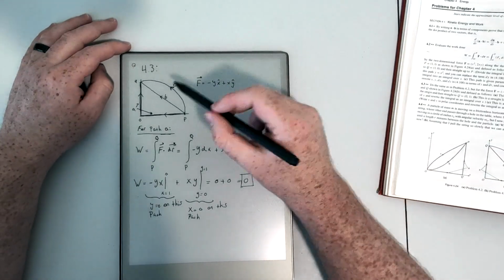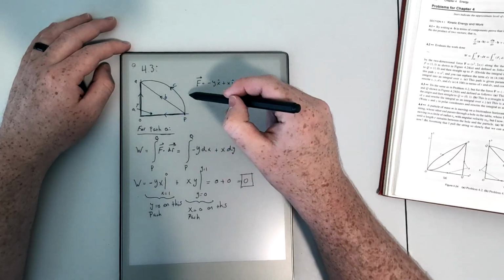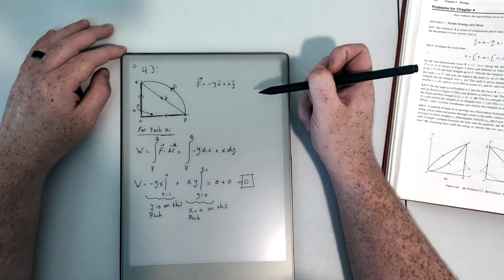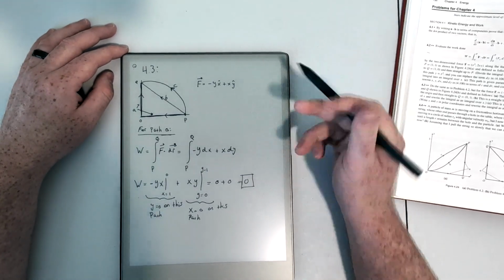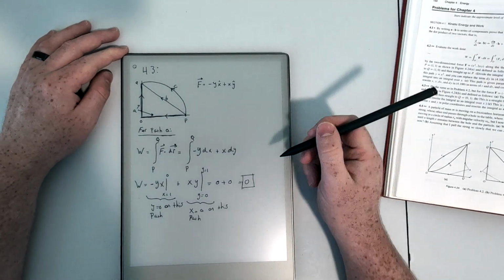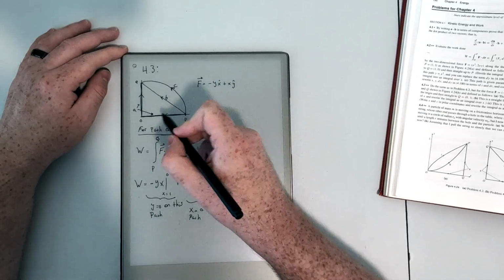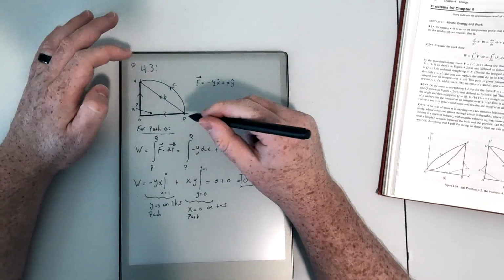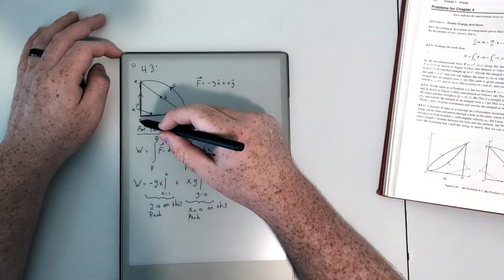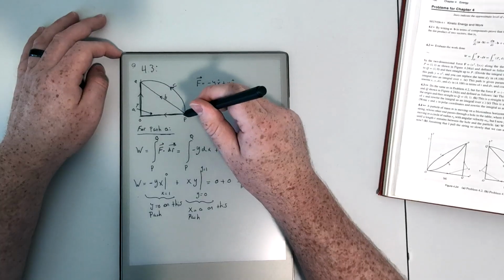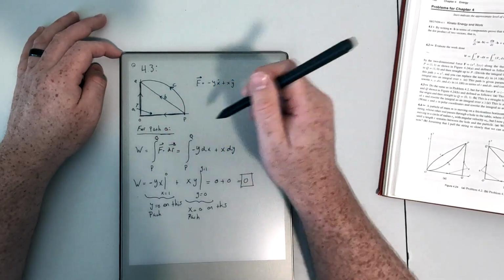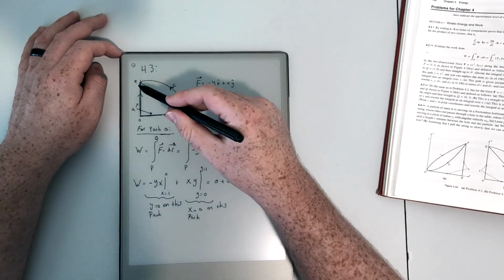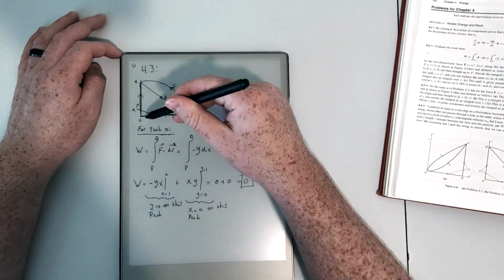So again, I just drew a rough sketch of the figure. I wrote down the force, which is minus y x hat plus x y hat. Now for the first path, we have to split it up into two different paths. So we're going to have two different integrals, one from P to O, then from O to Q. Along the first path, y is 0, and along the second path, x is 0, right? We're only on the y-axis.